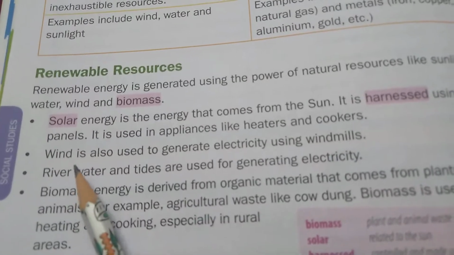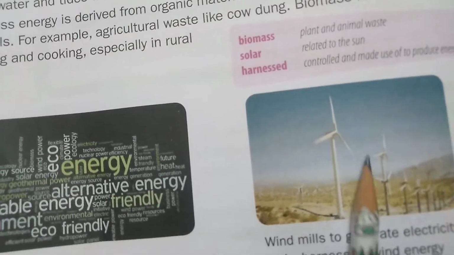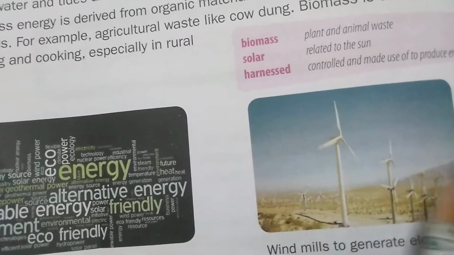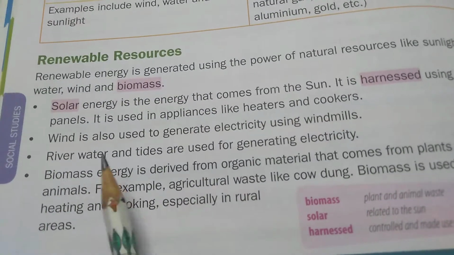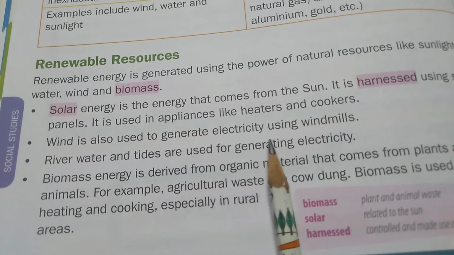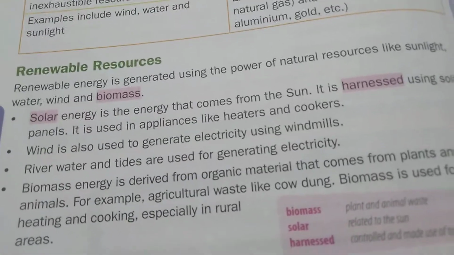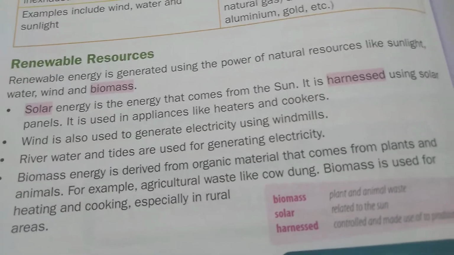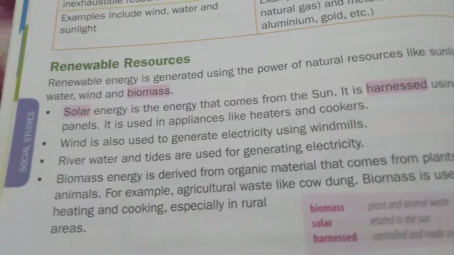Next one, wind is also used to generate electricity using windmills. These are the windmills, children. So, wind is helpful for us to generate electricity by using these windmills. Next one, river water and tides are used for generating electricity. We can find tides on the waters. So, these river water and tides are also useful to generate electricity.